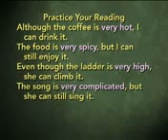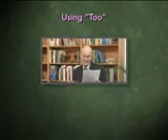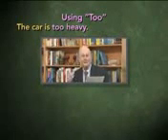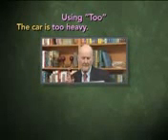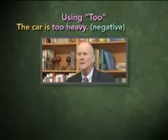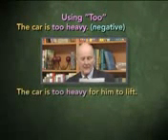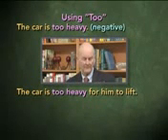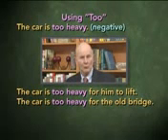All right, now look at the graphic. When somebody says too, in a sentence like, the car is too heavy, we are already thinking that the situation is or will be negative. Look at this. The car is too heavy for him to lift. The car is too heavy for the old bridge.